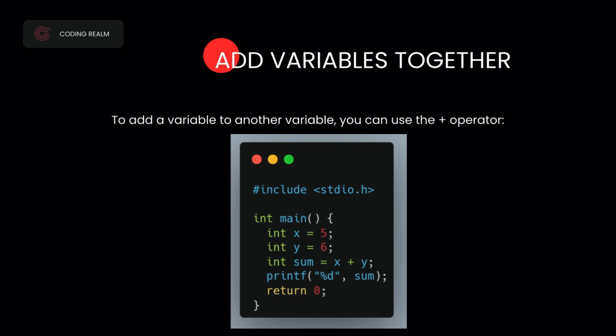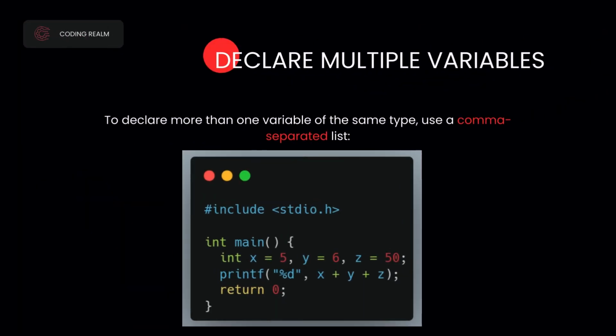Now let's learn how to add two numbers. To add a variable to another variable, you can use the plus operator. In this example, I want to add two variables x and y using the plus operator. Now how to declare multiple variables. To declare more than one variable of the same type, use a comma-separated list like this example.